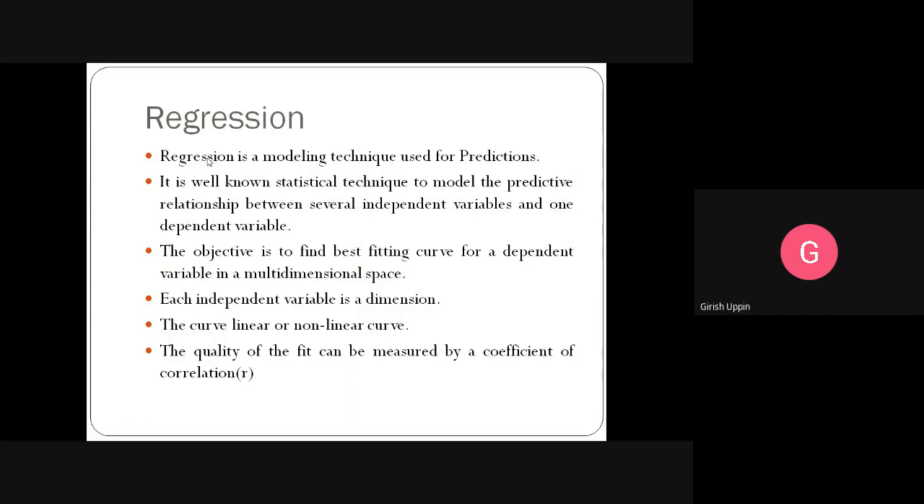Now we look into regression. What is regression? Regression is a modeling technique used for prediction. What is a prediction? For example, you want to predict the future value for a certain thing.